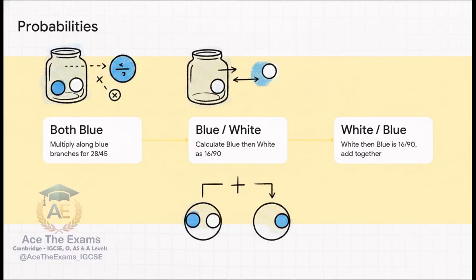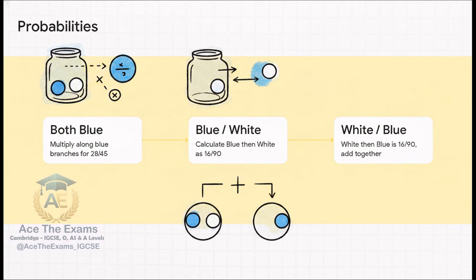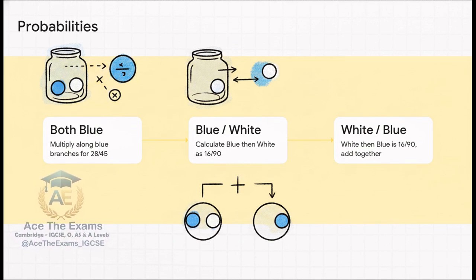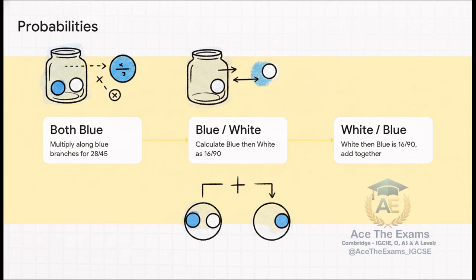Now let's calculate the real odds. To find the probability of a sequence, we multiply along the branches. Say we want 2 blue counters. We multiply 8 over 10 by 7 over 9. That gives us 56 over 90, which simplifies to 28 over 45.